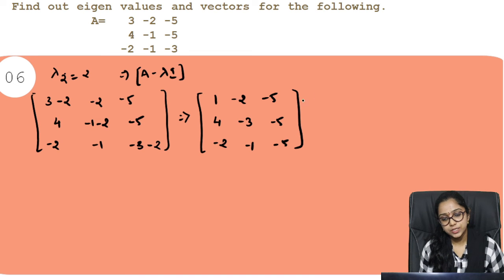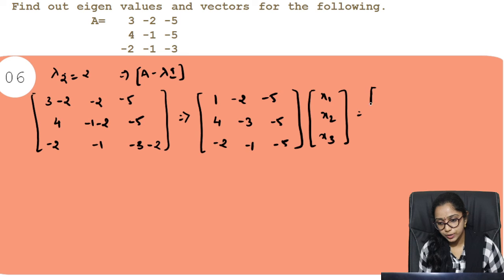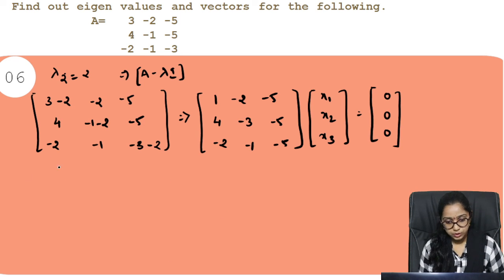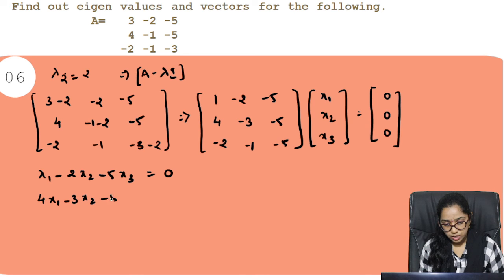Now this particular matrix should be multiplied with x1, x2, x3, similar to what we found earlier, and should be equated to a 0 matrix. So let's see. x1 minus 2x2 minus 5x3 is equal to 0. Then 4x1 minus 3x2 minus 5x3 is equal to 0. Let's say this is equation 1 and equation 2.